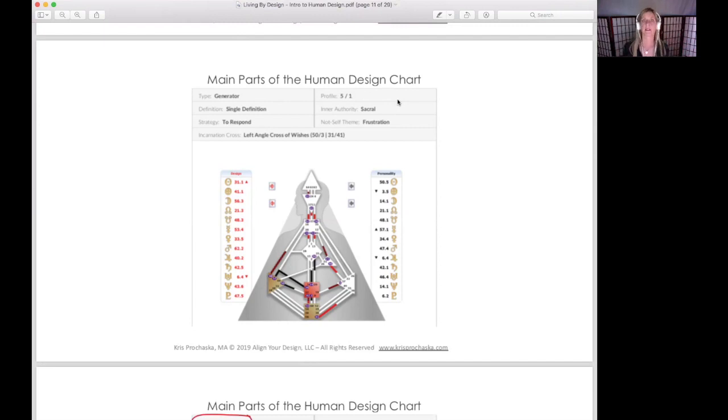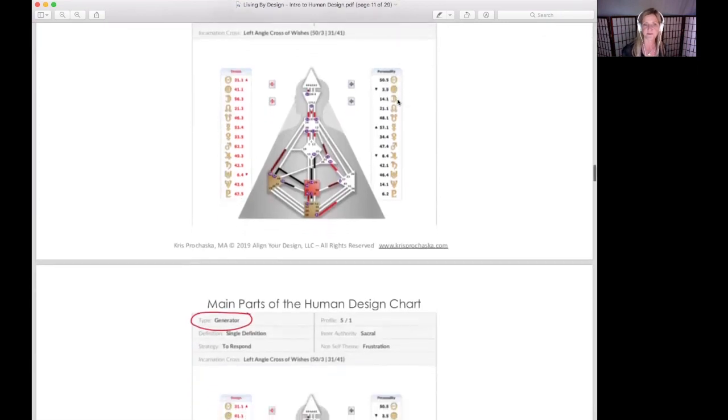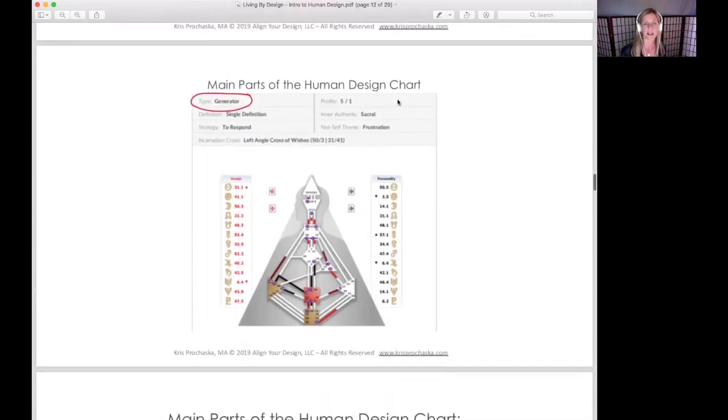So without further ado, let's just go. Let's just look at this. Okay. So on this chart, up in the upper left corner of the chart here, we have our type. I am a generator type.